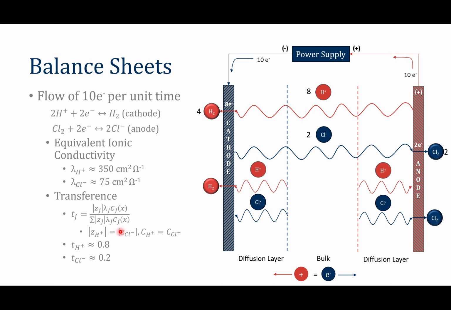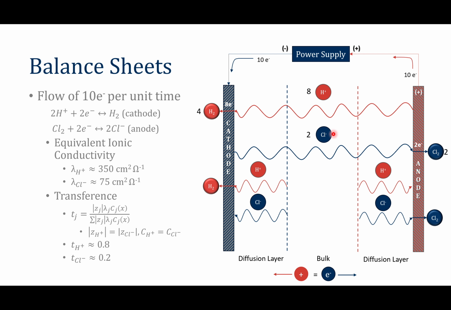And then we look down here and we can see, oh, hey, look, the concentrations are the same because HCl is dissociating, and their absolute charges are equal to each other as well. So we calculate out the transferences for protons and chloride ions. And then we plug these in here to get out how many of these protons are moving because of migration.